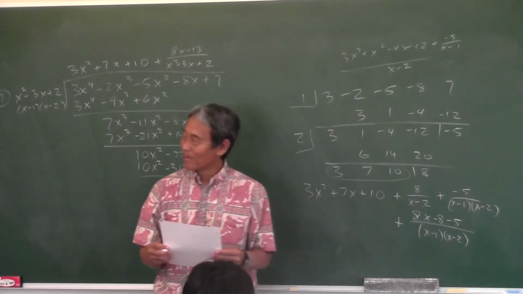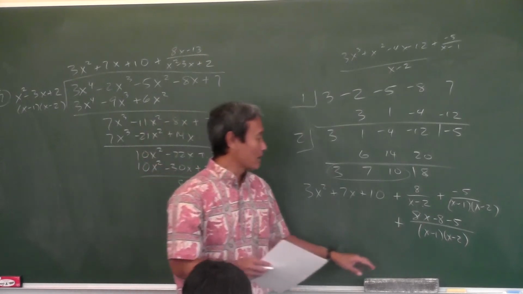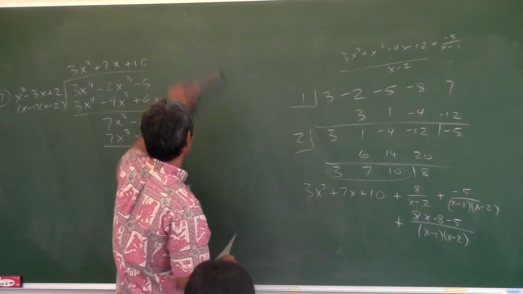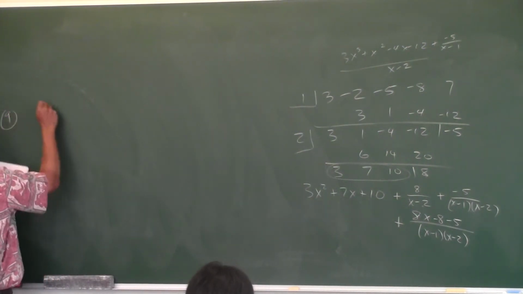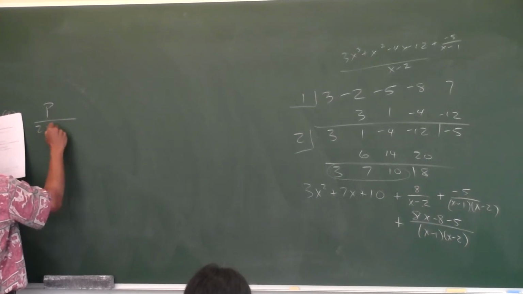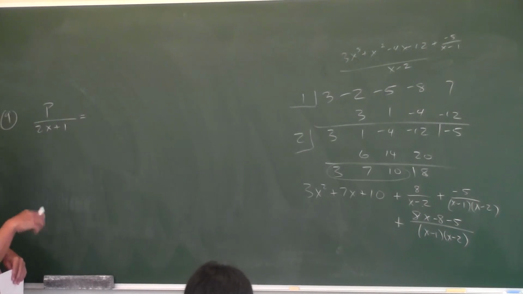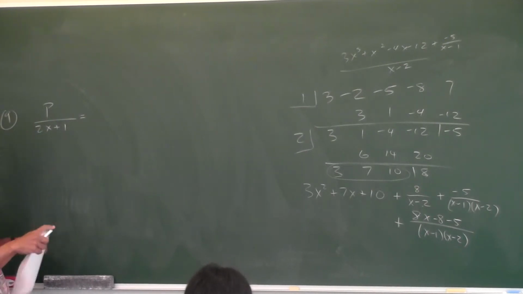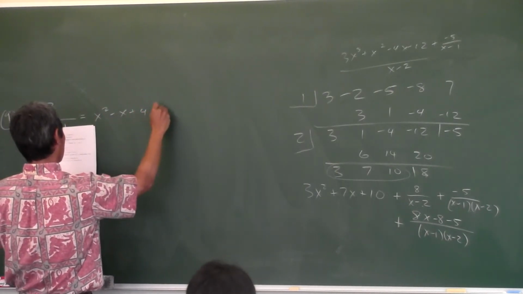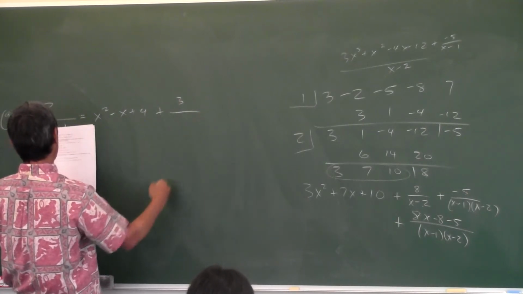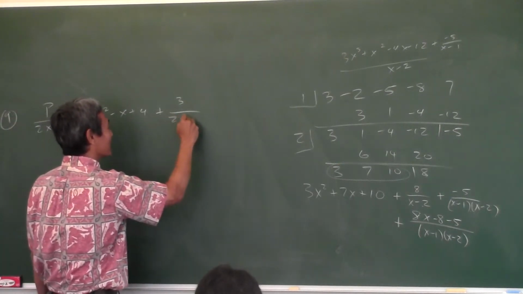Okay, next, number 9. This problem is super simple. You have a polynomial. If I divide that by 2x plus 1, what do you get? What do you get when you divide a polynomial by another polynomial? You get the quotient plus the remainder over the divisor, right? What's the quotient? Do I tell you what the quotient is? Yep, right here. What is the divisor? Right there, 2x plus 1.